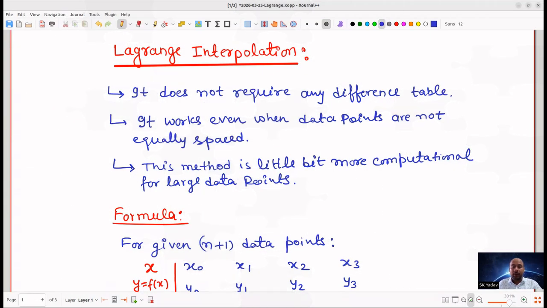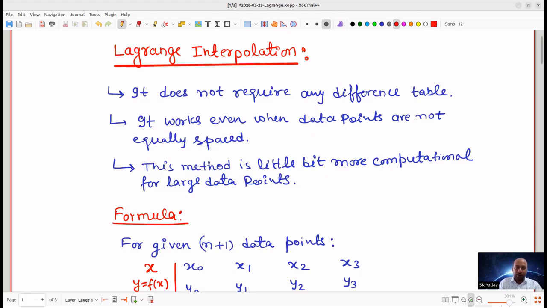Hello everyone. In the last video, I discussed Newton's backward and Newton's forward interpolation formulas. In today's video, I will discuss the third important interpolation technique, which is Lagrange interpolation. So let us understand what Lagrange interpolation is and how it differs from Newton's backward and Newton's forward methods.